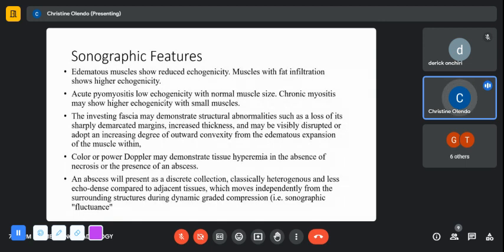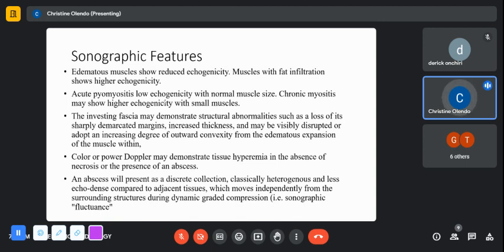So sonographic features: edematous muscles show reduced echogenicity, and muscles with fat infiltration show high echogenicity. In acute pyomyositis, you have low echogenic muscles that are of normal size, and in chronic, they show higher echogenicity and they are smaller in size.